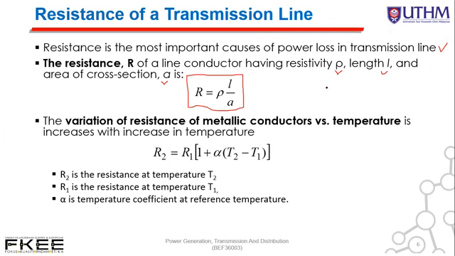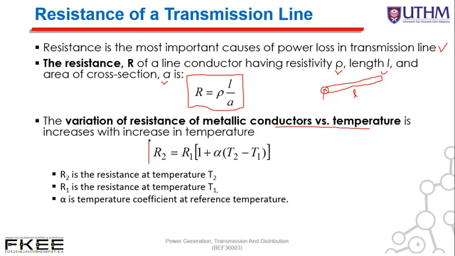Suppose that you have a conductor line like this. You have a length of conductor, and the cross-section area is here, and then the resistivity ρ is determined by the type of material used for the conductor. The resistance of a metallic conductor increases with an increase in temperature.